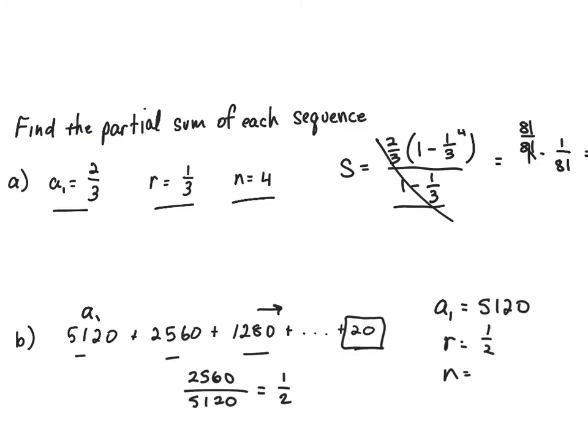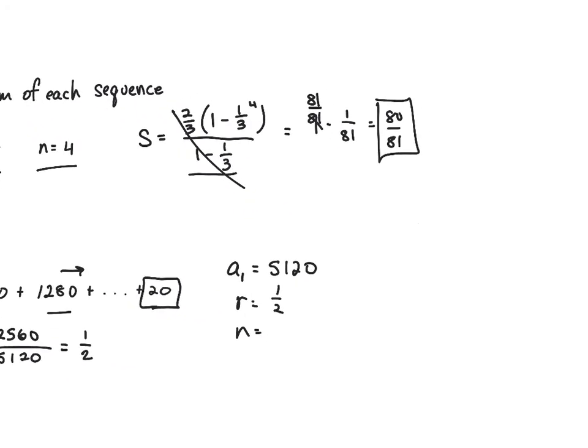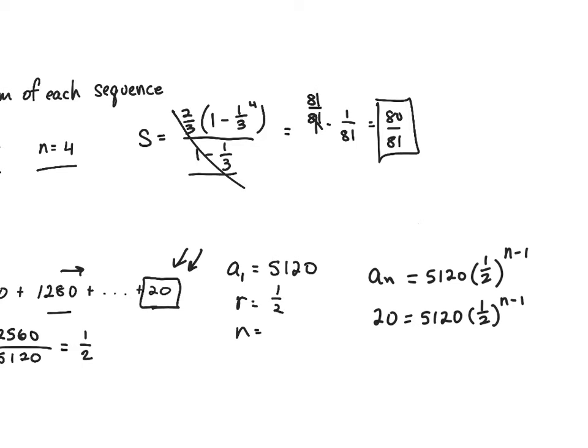So we could use an nth term formula. We know that the first term is 5,120. The common ratio is 1/2. So this is our nth term. And we could use that to find out which term of the sequence this 20 is. Now that is a term of the sequence, so I could plug it in for the a sub n and solve this equation for n. This would give me the value for n.